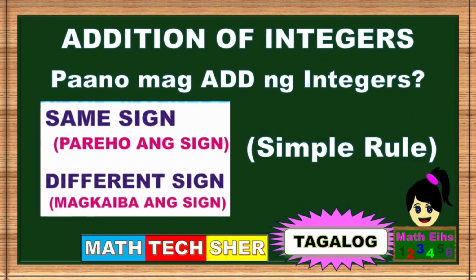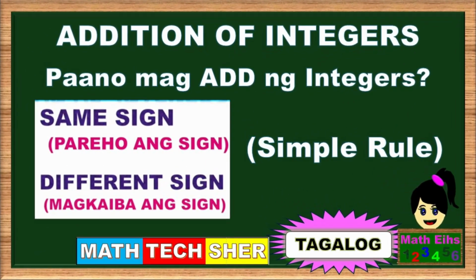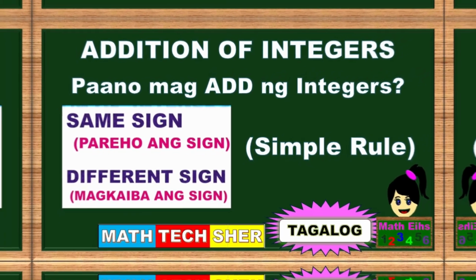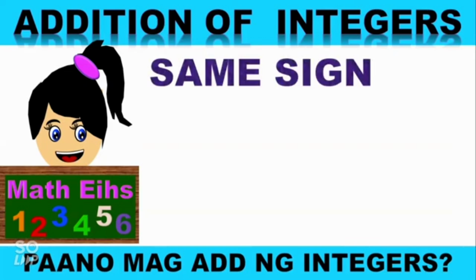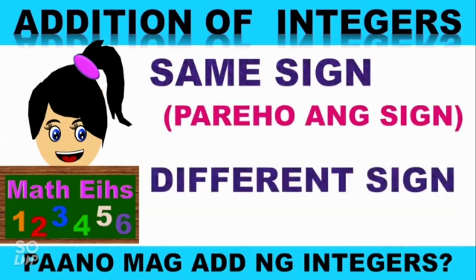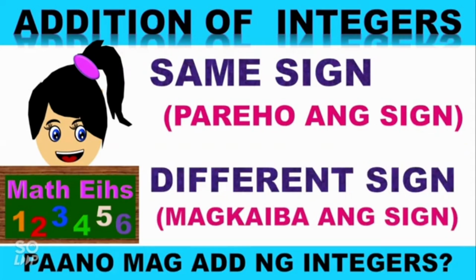Okay, hello, pag-aaralan natin ngayon kung paano mag-add ng integers. Okay, so paano nga ba mag-add ng integers? Meron tayong rule na sinusunod, kung ito ba ay same sign o pareho ang sign, kung ito ba ay different sign o magkaiba ang sign. Okay, so ano nga ba yung rules ng addition of integers?